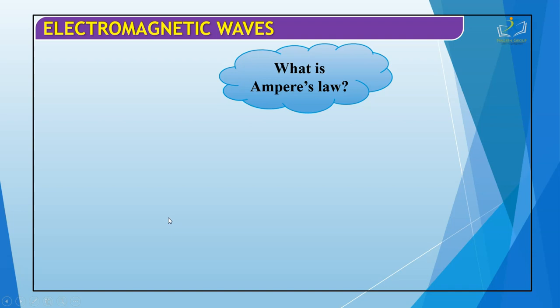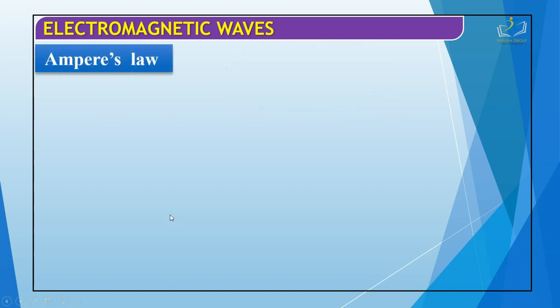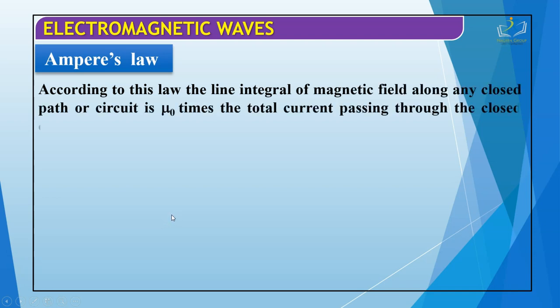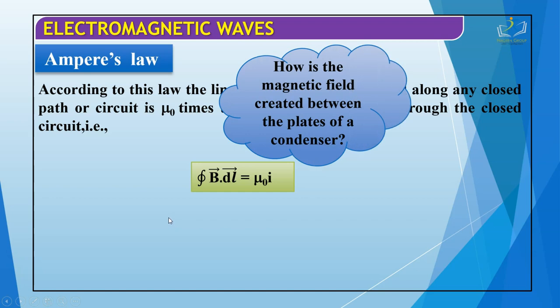So what is the meaning of Ampere's law? According to Ampere's law, the line integral of magnetic field along any closed path or circuit is equal to mu naught times the total current passing through the closed circuit, that is, closed integral of vector B dot vector dl is equal to mu naught times I.